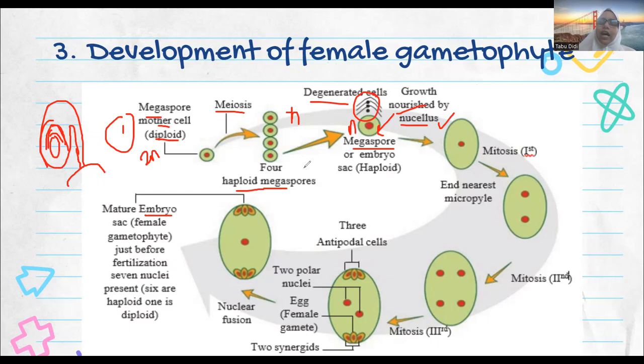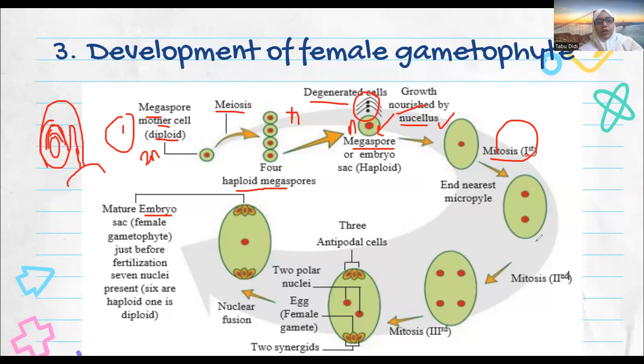Out of the 4 daughter cells, only 1 will be functional, and the rest 3 will degenerate. Now this one will undergo further growth and development. Nourishment will be given by the surrounding nucellus, and protection will be provided by the integument. So this megaspore mother cell will now undergo further mitotic division.